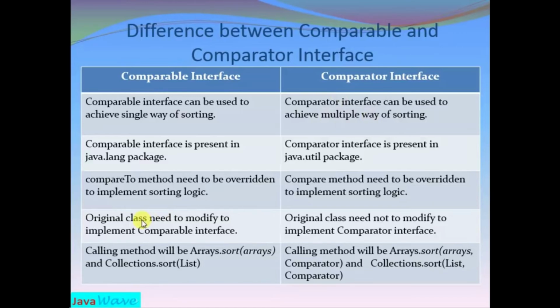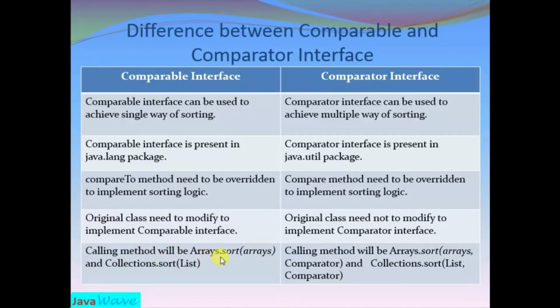Original class needs to be modified to implement comparable interface. As we saw in our example, the Country class needed to be modified. Original class need not be modified to implement comparator interface, and we can write sorting logic in a separate class.